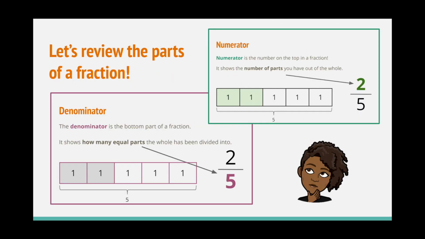Let's review the parts of a fraction. The numerator. The numerator is the number on the top of the fraction. It shows the number of parts you have out of the whole. The denominator, that's the other part of the fraction. The denominator is the bottom part of a fraction. It shows how many equal parts the whole has been divided into.